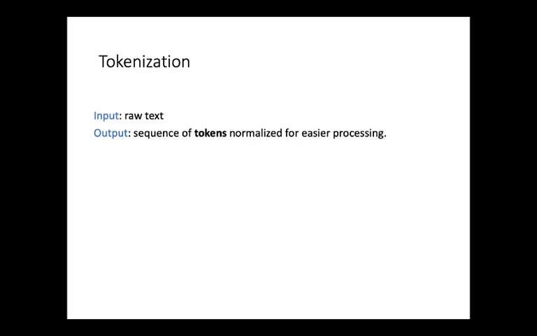Also, there's the subject of tokenization. So tokenization is when you divide text into tokens, into word-sized chunks. So the input is raw text. The output is a sequence of tokens that are normalized for easier processing. So all of you in your projects will have to do this to the data. And probably you'll outsource it to some toolkit, like NLTK.